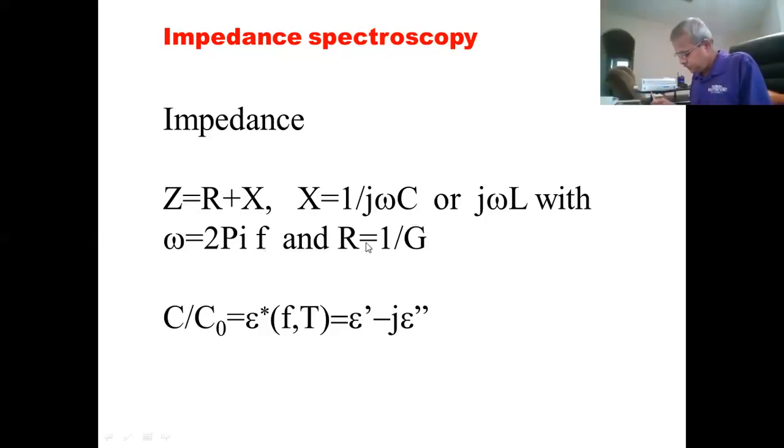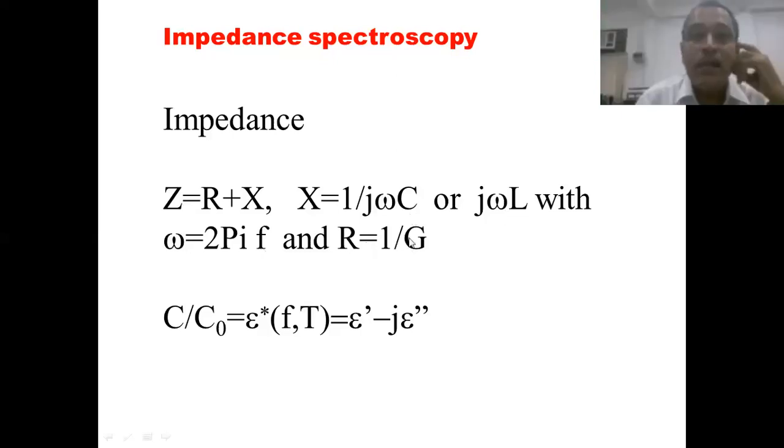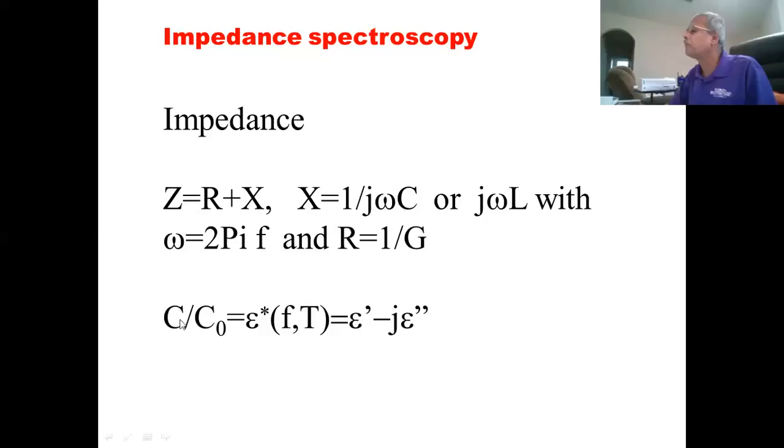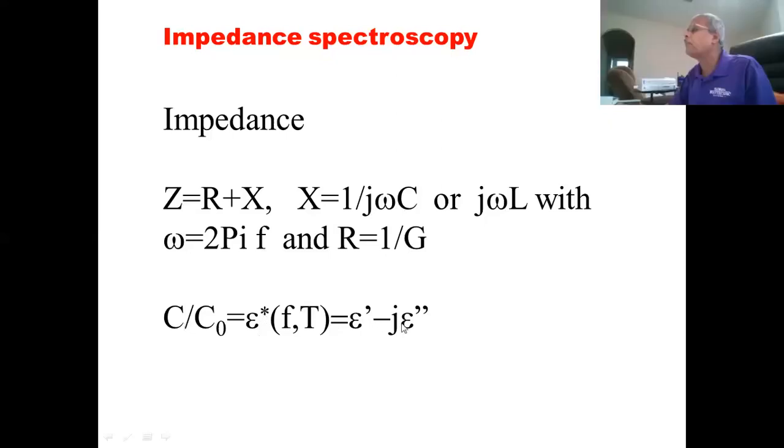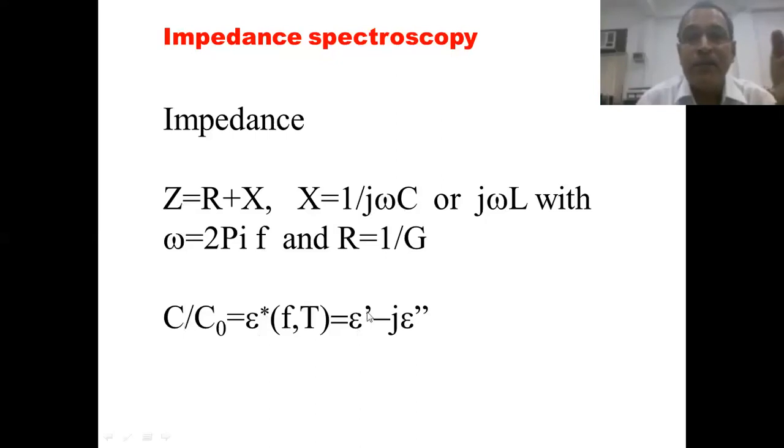So R is equal to 1 upon G, which means resistance is nothing but 1 upon conductance. And if X is composed of only 1 upon j omega C, then using C and C0, you find the complex permittivity you have seen in the previous lecture. This complex permittivity is equal to epsilon prime minus j epsilon double prime. Epsilon prime is known as permittivity, and epsilon double prime is known as loss.